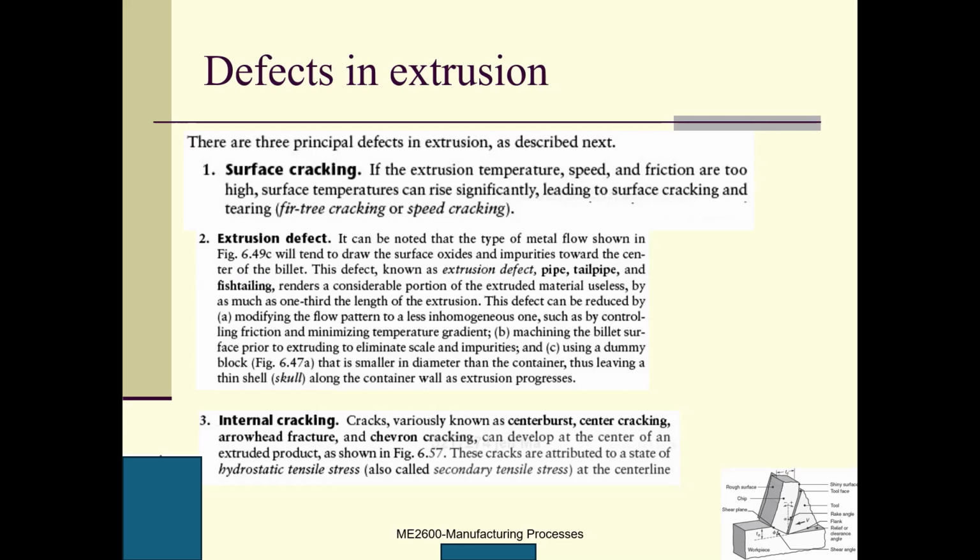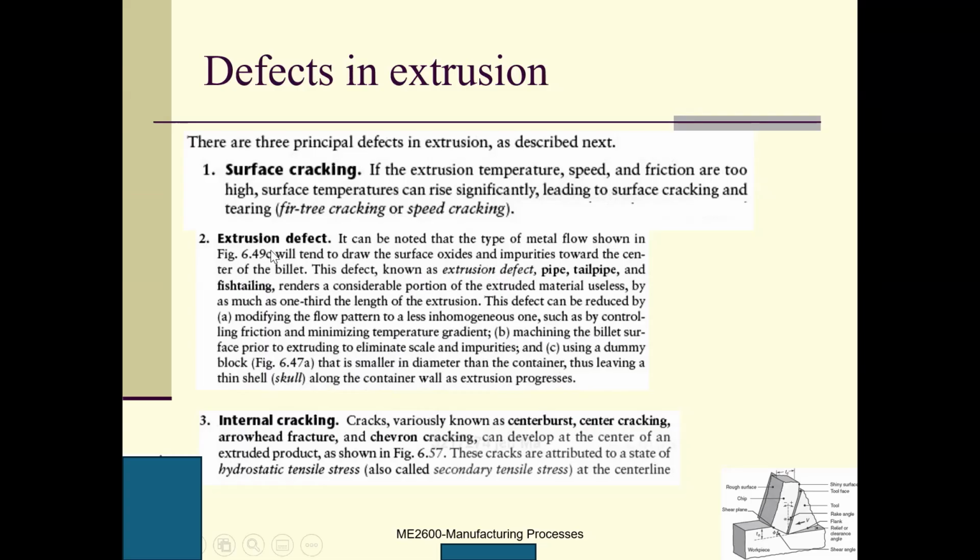And low temperature gradient means that the temperatures are very, very comparable, right? So this is the first one. Second one, machining the billet surface prior to extrusion to eliminate the scale and the impurities, to remove these impurities before extrusion. And third one, using a dummy block that is smaller in diameter than the container, thus leaving a thin shell along the container wall as extrusion progresses. This is the third one, use a dummy block.